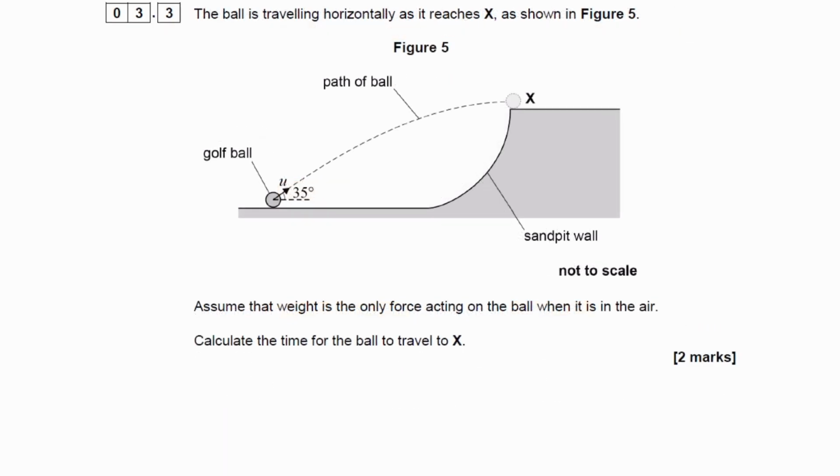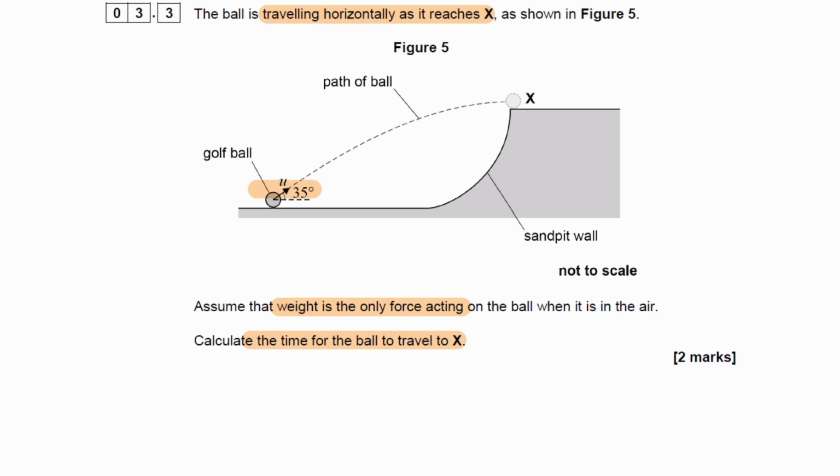For 3.3 we have, the ball is travelling horizontally as it reaches point X. We have the same initial velocity as before, u at an angle of 35 degrees to the horizontal. We're assuming that weight is the only force acting on the ball, so no air resistance. And we want to work out the time for the ball to travel to X. So if weight is the only force acting, that means it's the resultant force. There will be a downwards acceleration of 9.81. So we can use SUVAT again. There's no acceleration in the horizontal direction. We're assuming air resistance to be 0.